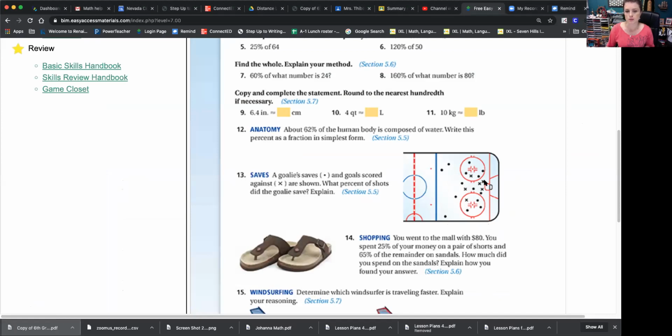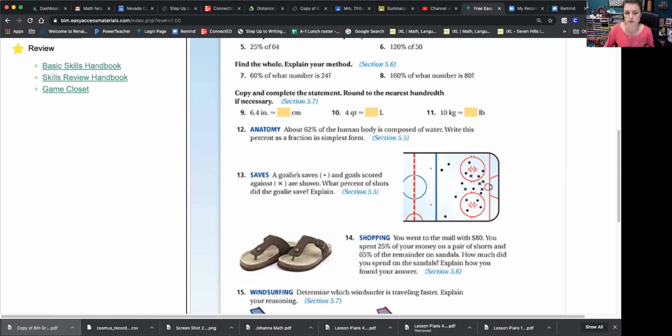If I start at the bottom, 1, 2, 3, 4, 5, 6, 7, 8, 9, 10, 11, 12, 13, 14, 15, 16, 17, 18, 19, 20. So there's 20 total shots, but we want the saves out of the total shots. The saves are the dots, so now I need to count the dots. 1, 2, 3, 4, 5, 6, 7, 8, 9, 10, 11, 12, 13, 14.